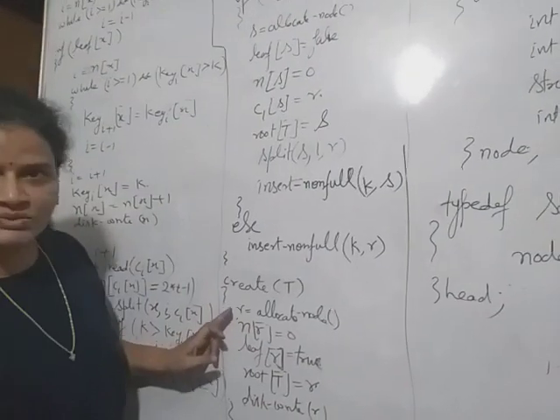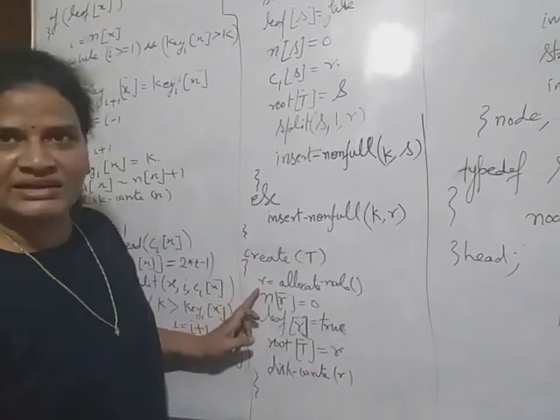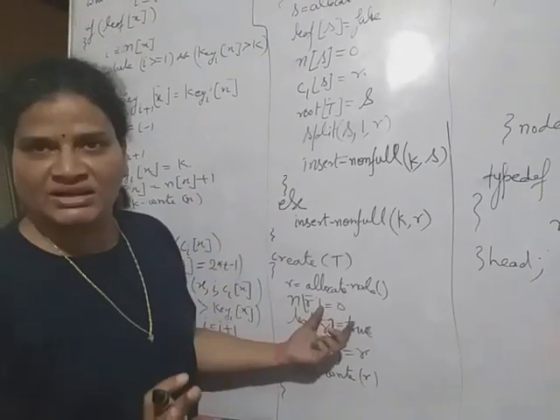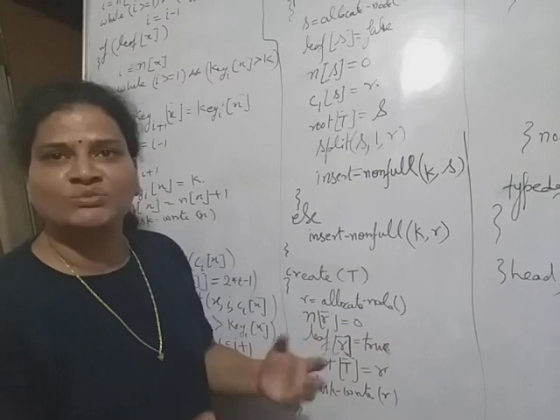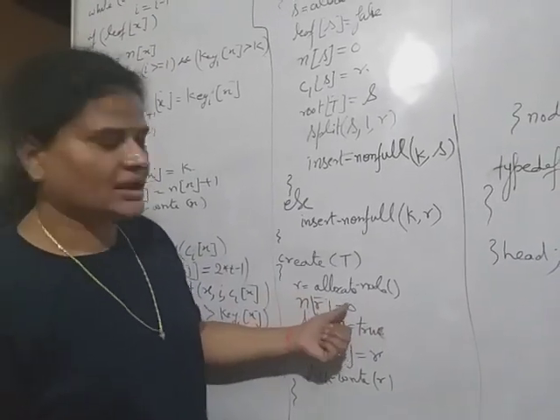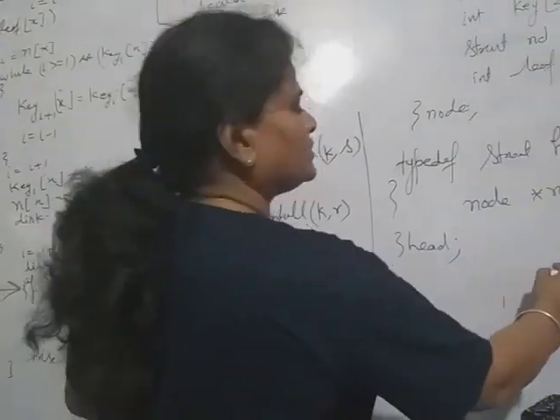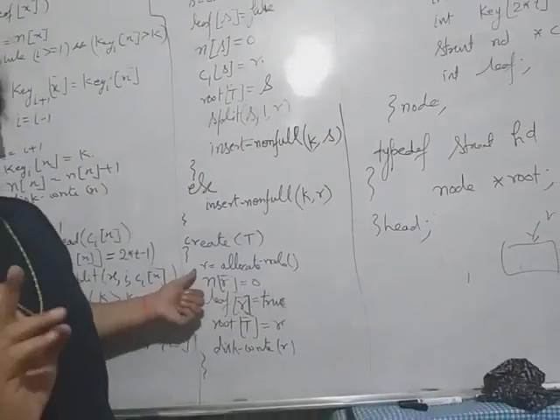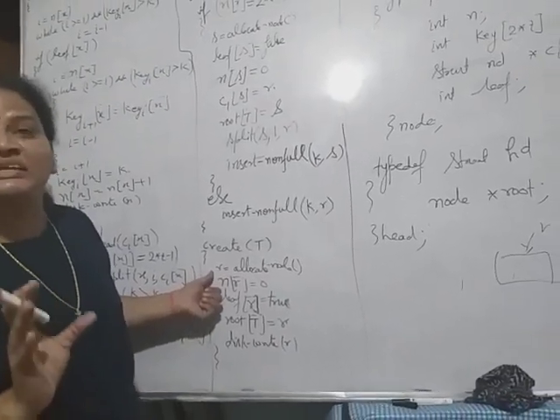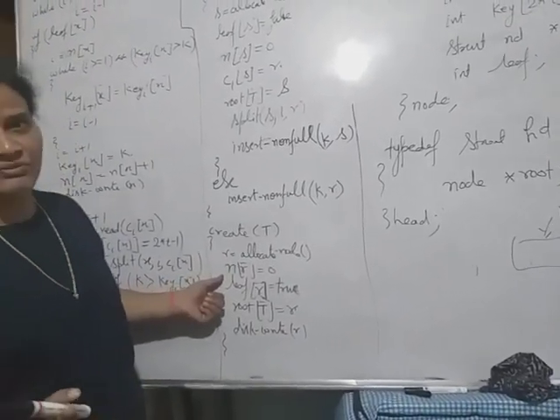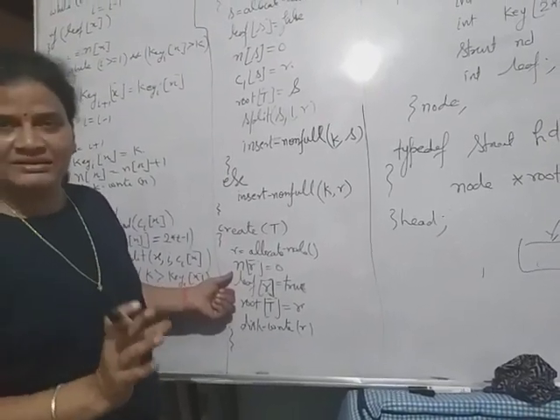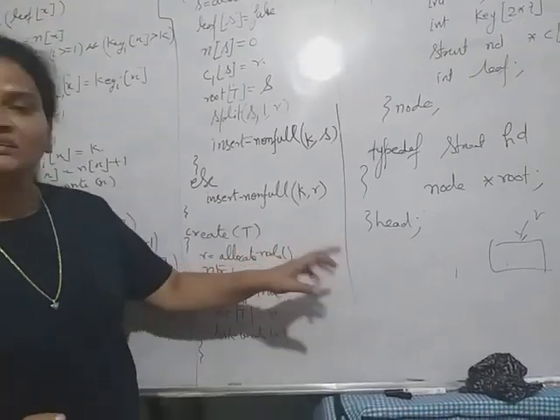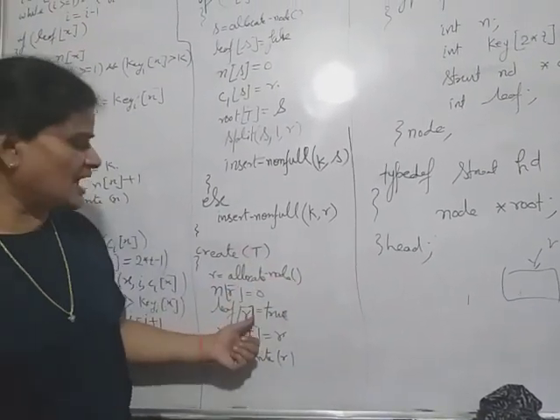Now what is it doing? Create T is first allocating the memory. Wherever in the algorithm there is allocate node, you use the malloc function to allocate the space for the node. So R equal to allocate node. So one node is allocated and its pointer is R. This function is called at the beginning for creating an empty B tree. Then nr equal to 0, of course, the number of elements in the node is 0. Leaf of R, because this is the first node, so this will be the leaf. So leaf of R is true.